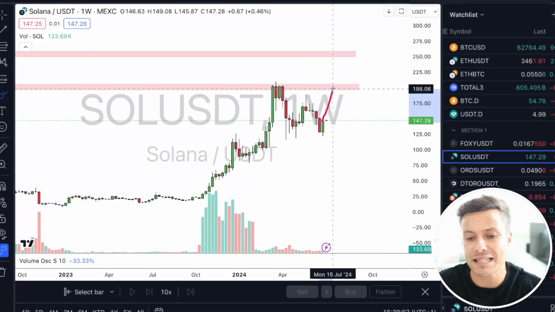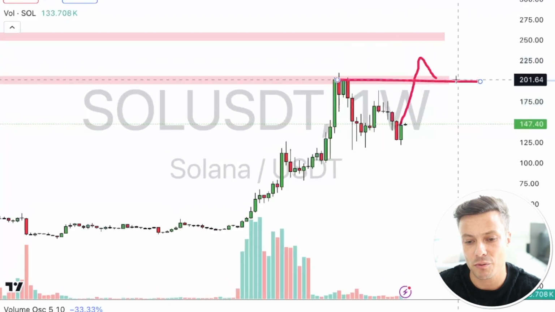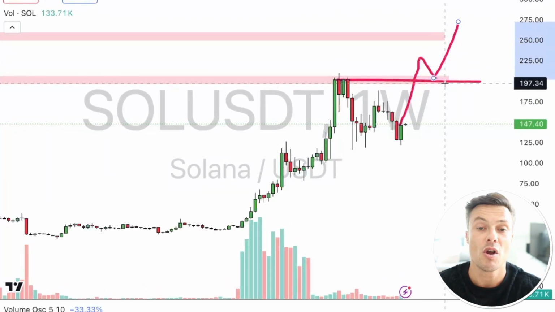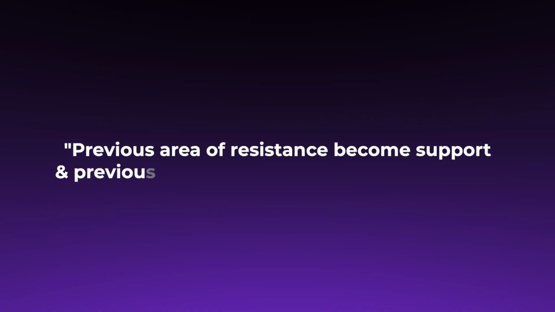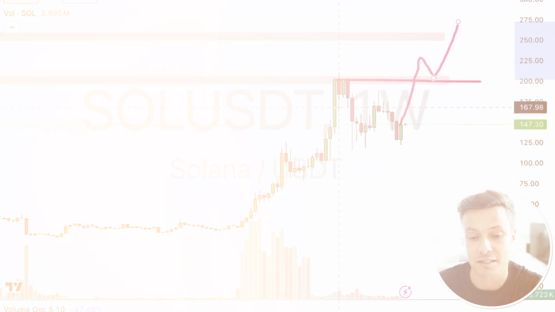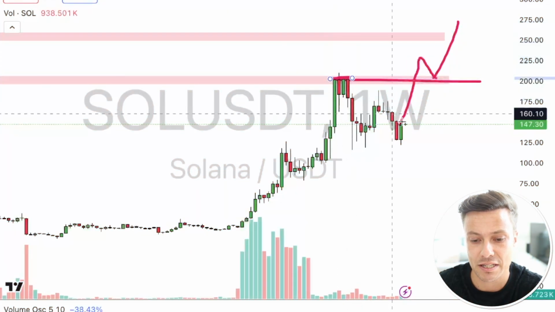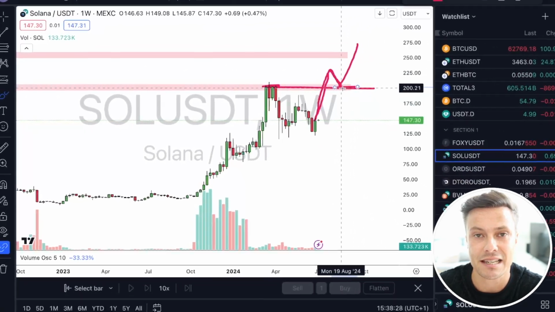Now, what we can anticipate if we do see a breakthrough is a bounce back into the area through here where we might see continuation. Why? Because previous areas of resistance become support, and previous areas of support become resistance. So this was a previous area of resistance. If we break through, there's a good chance it pulls back and tests it as a newfound support.